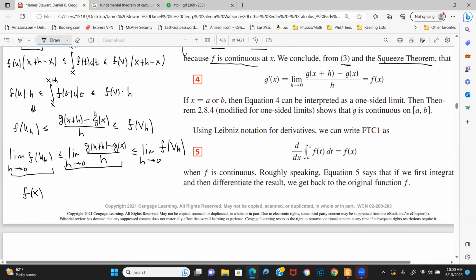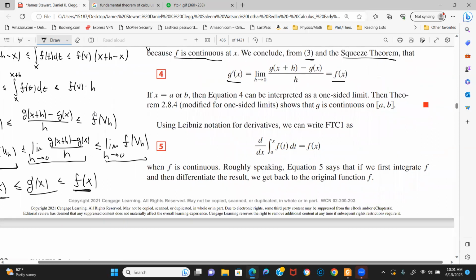So what we have is that f of x is less than or equal to g prime of x, which is less than or equal to, well, this is also f of x by the same exact reasoning. As h goes to zero, v sub h goes to x, and f is a continuous function, so just plug x in. So now g prime of x is greater than or equal to f of x, but it's also less than or equal to f of x. And so the only way that can happen is that g prime of x just equals f of x.